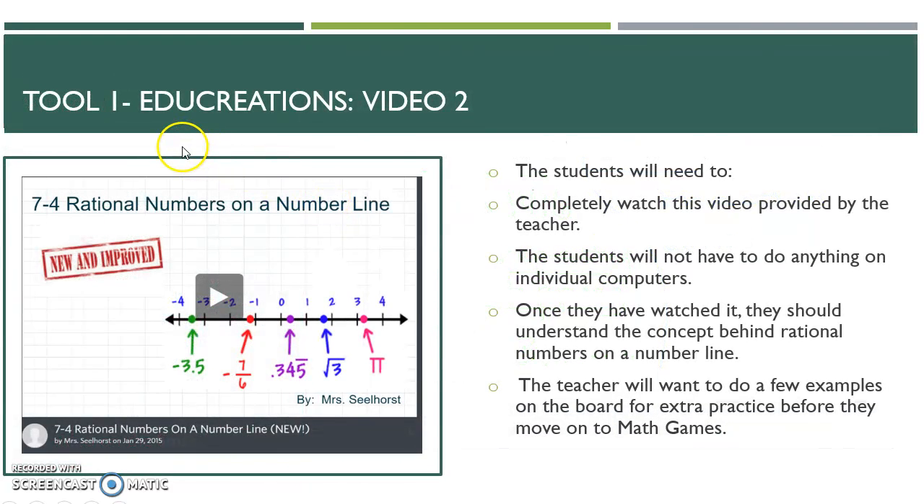The second video they will need to watch is Rational Numbers on a Number Line. The students will need to completely watch this video provided by the teacher, and the students will not have to do anything on individual computers. Once they have watched it, they should understand the concept behind rational numbers on a number line. The teacher will want to do a few examples on the board for extra practice before they move on to math games.